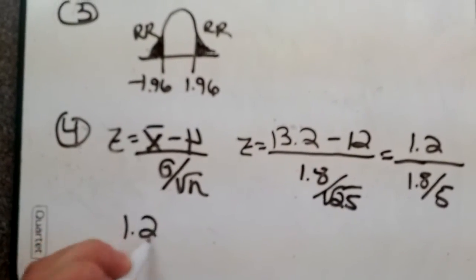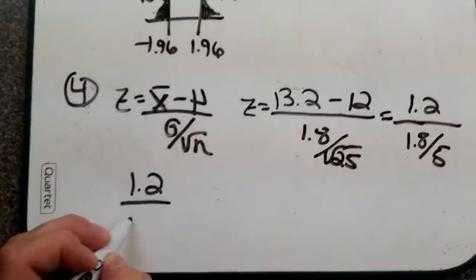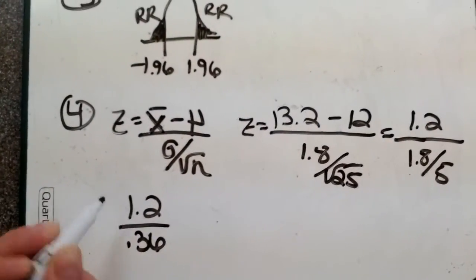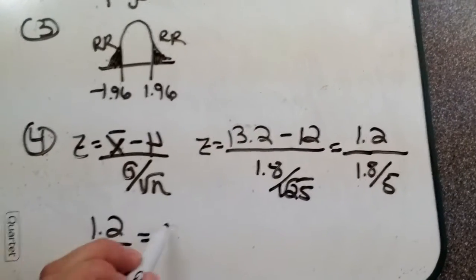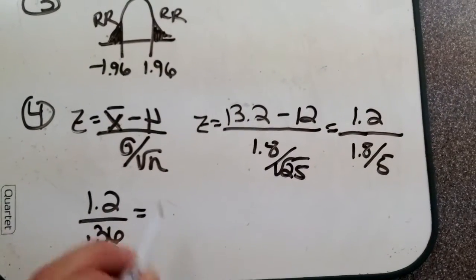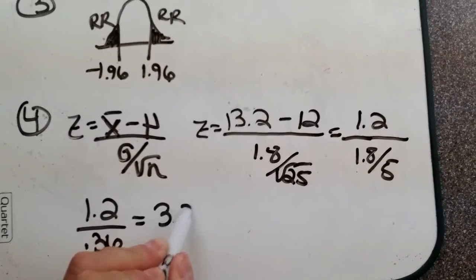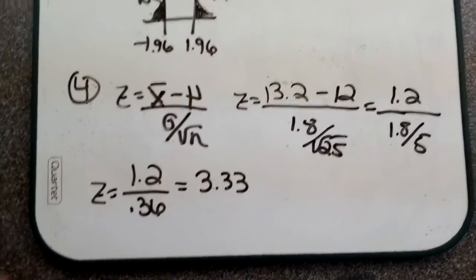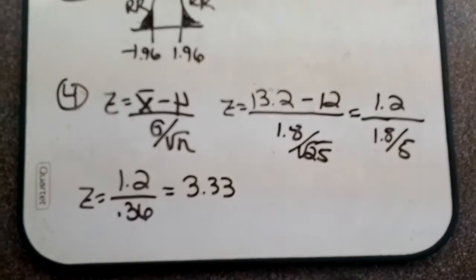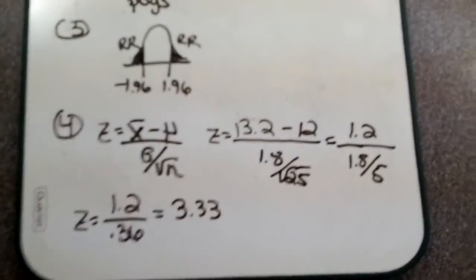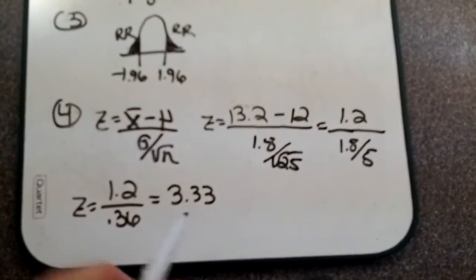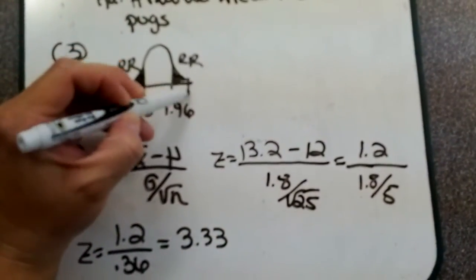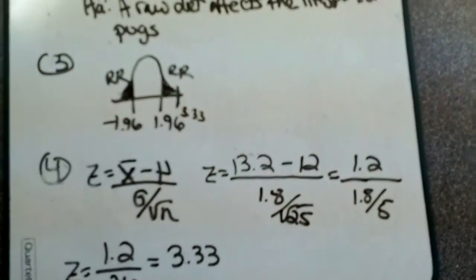I have 1.2 divided by 0.36. And that number, I already calculated in case those of you are wondering how I could do this math so fast, is 3.33. So now I know the sample of pugs have a z-score of 3.33. If I put this number up in my picture, I know that 3.33 is up in here.